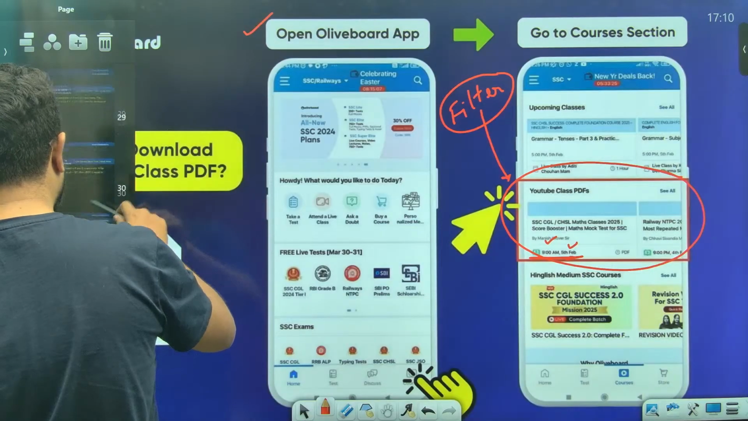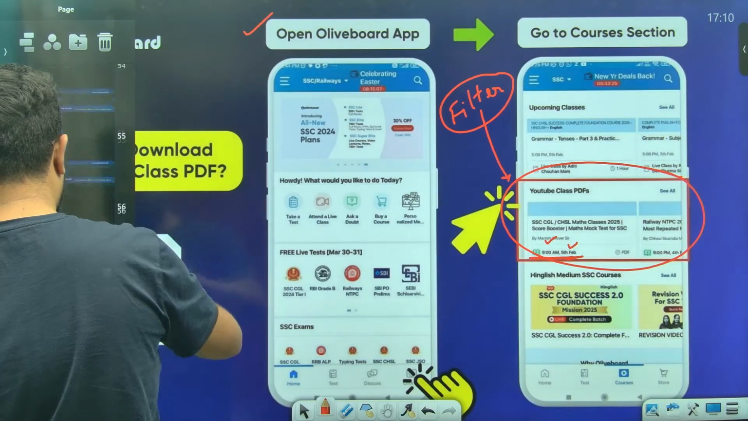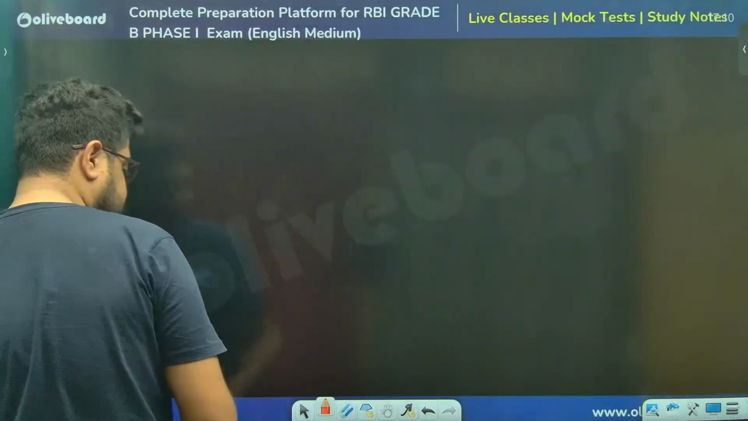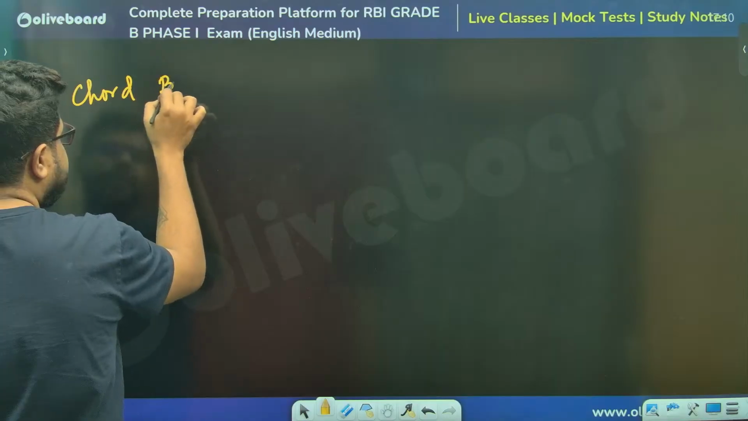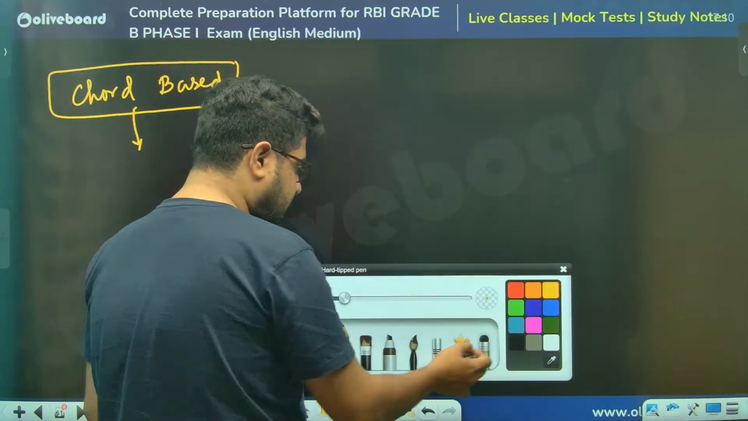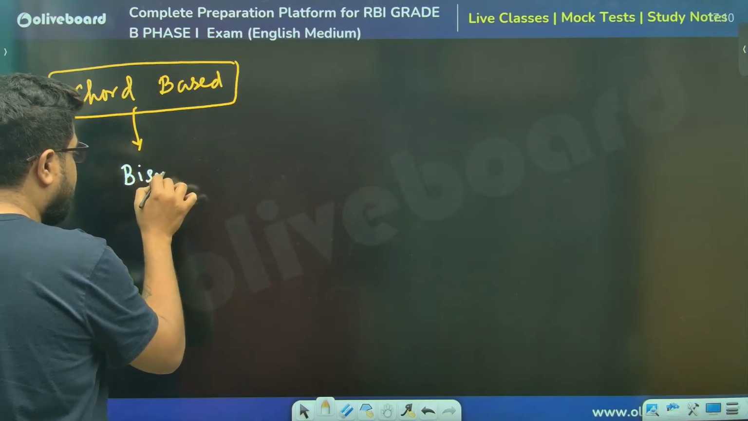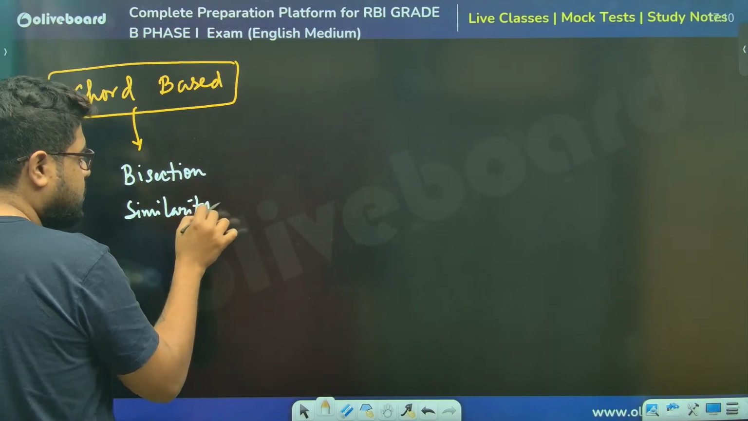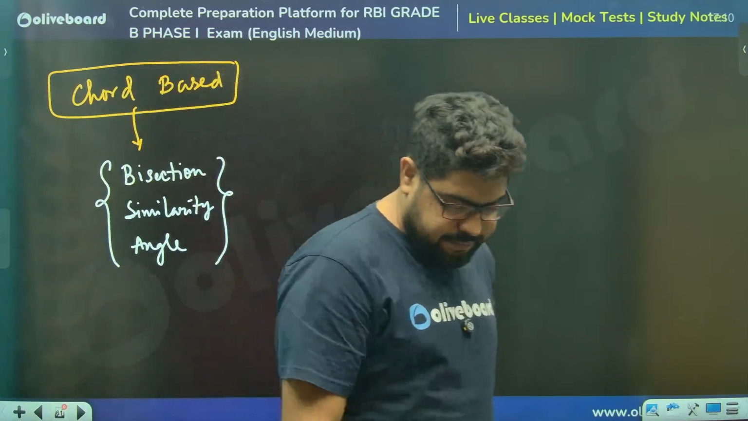Let us start with our circles. So again, we have done the chord-based properties. In circles, yesterday we mostly did the chord-based properties, right? I had given you 4 properties. One was about the bisection of chords, then the similarity-related one, and also some angle-related question, one property also I had given, right? Now today onwards, let's go with angles.